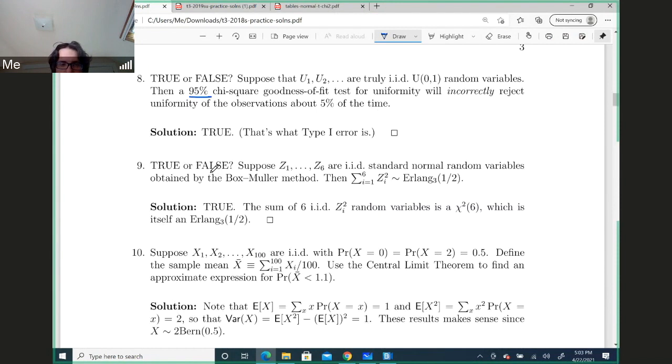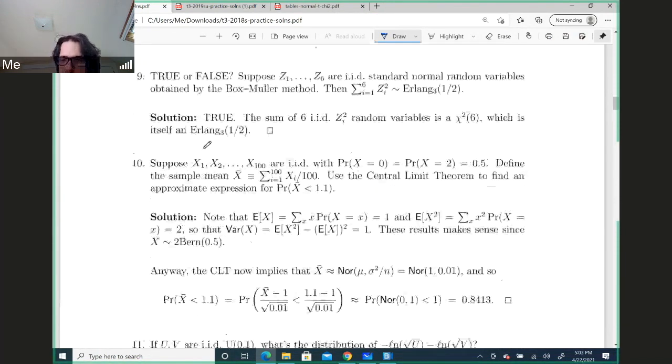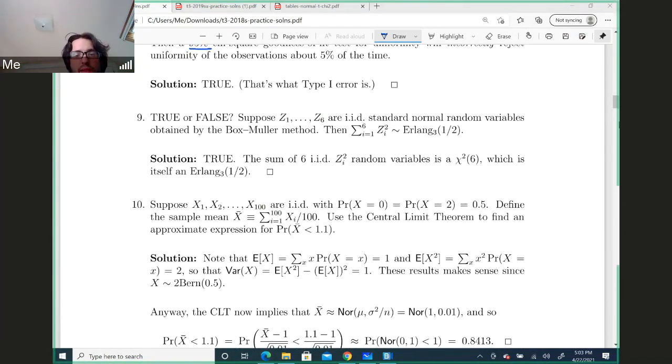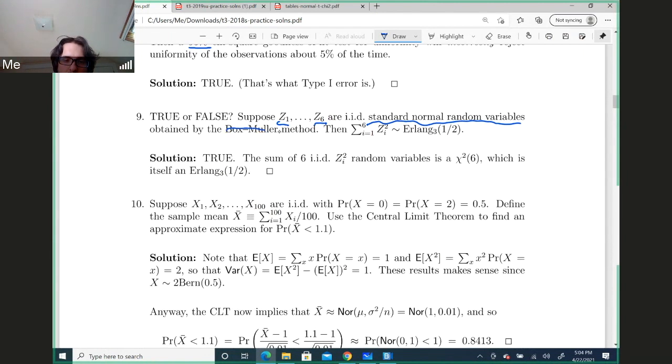Cool. So question 9 is a slightly more interesting one that's mathematical. We have a bunch of standard normal random variables, Z1 through Z6, so that's 6 of them. They were obtained by some method. In this case, they tell us they were obtained by the Box-Muller method, but they could have been obtained in any way possible. It doesn't really matter how they were obtained for the purposes of this question.